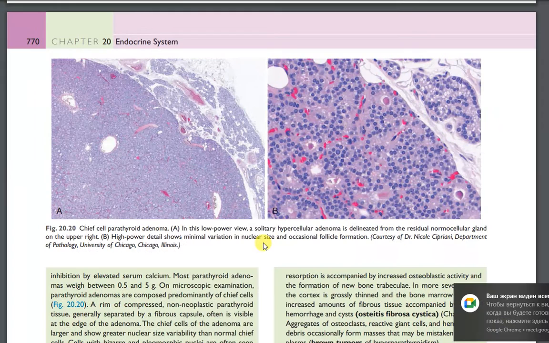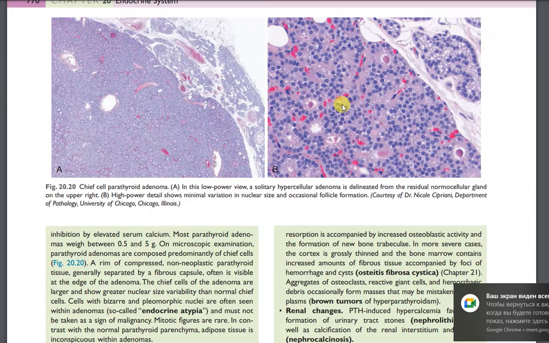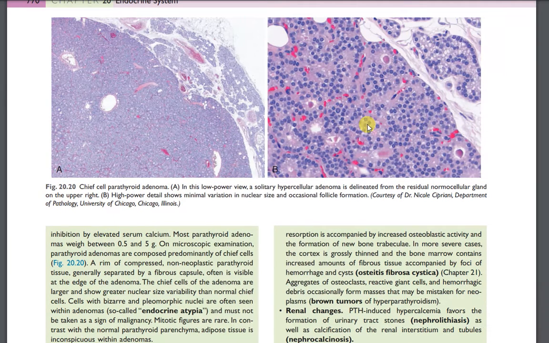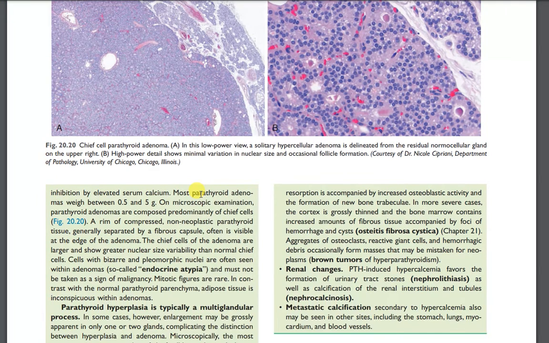Okay. This is the histological structure. This is a chief cell adenoma. You see, its adenomatous structure is preserved. It's like circles, somehow resembling the thyroid gland, but without colloid in the middle. Yeah. And a very large tumor is shown here.